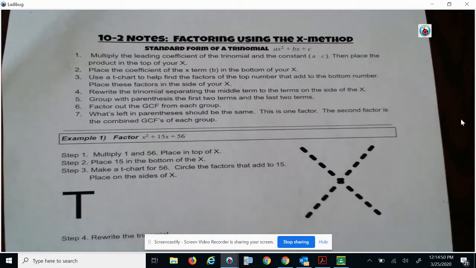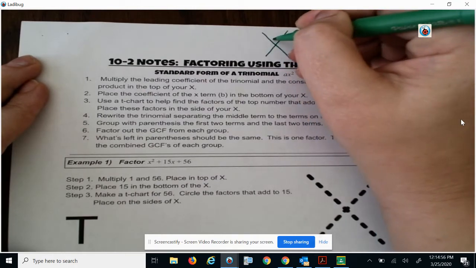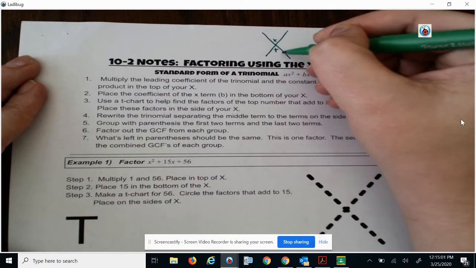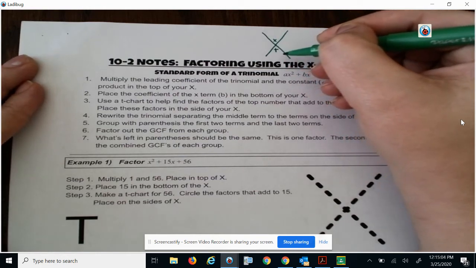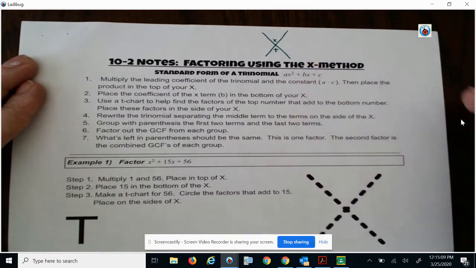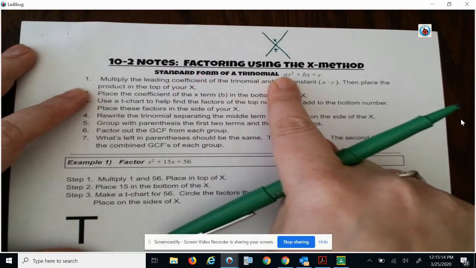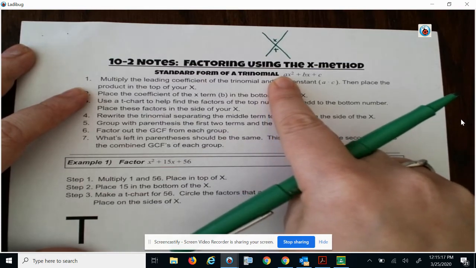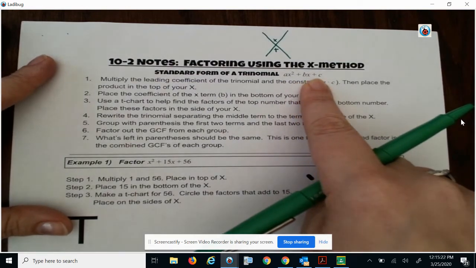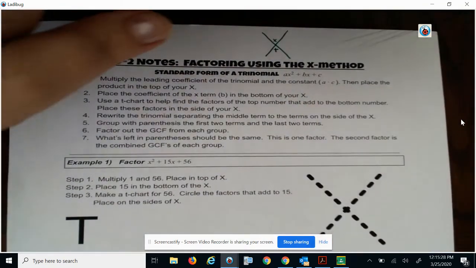So we're going to use that X puzzle that we talked about, where you multiply the two side numbers to get the top, and you add the two side numbers to get the bottom. But we're going to know the top number and the bottom number, and we have to figure out those side numbers. So here's our standard polynomial, our trinomial. We're going to call the number with the x squared a, the number with the x term b, and our constant c. So this is just a general rule.